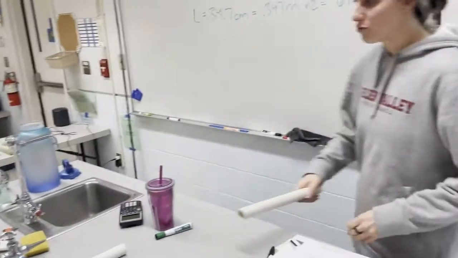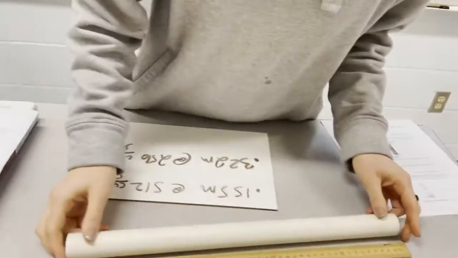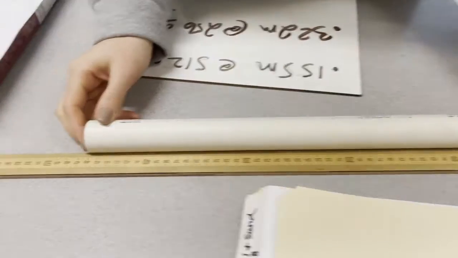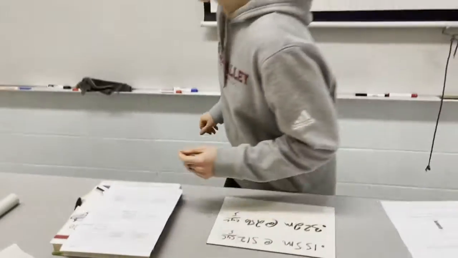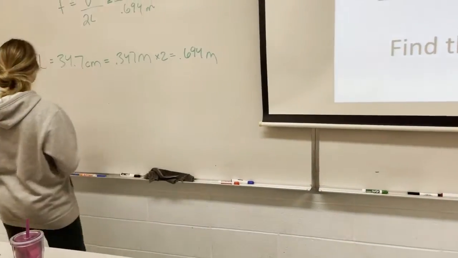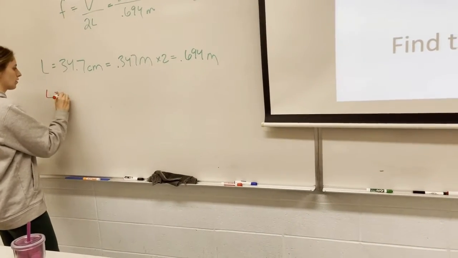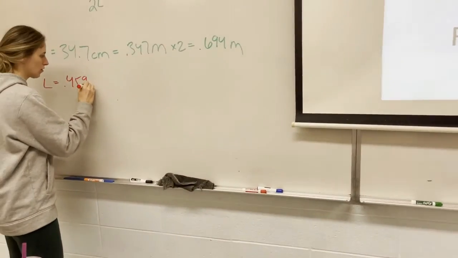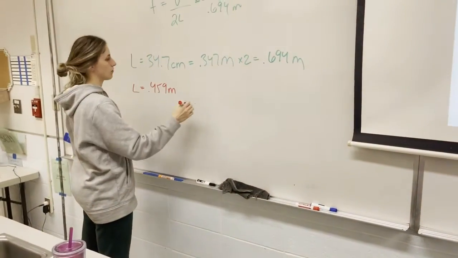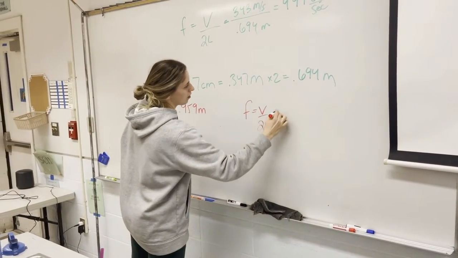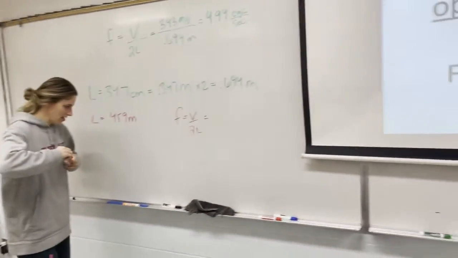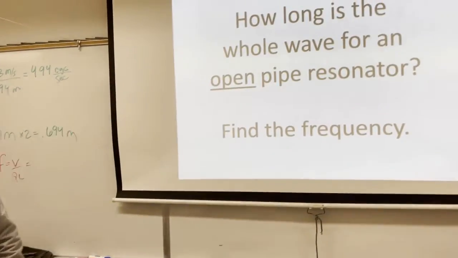So should we have them do their own? Yeah, here's another one. Okay, so we'll say that this one is 45.9 centimeters. That's 0.459. Calculate the frequency of the open pipe for this length. Do it. All right, that's you guys.